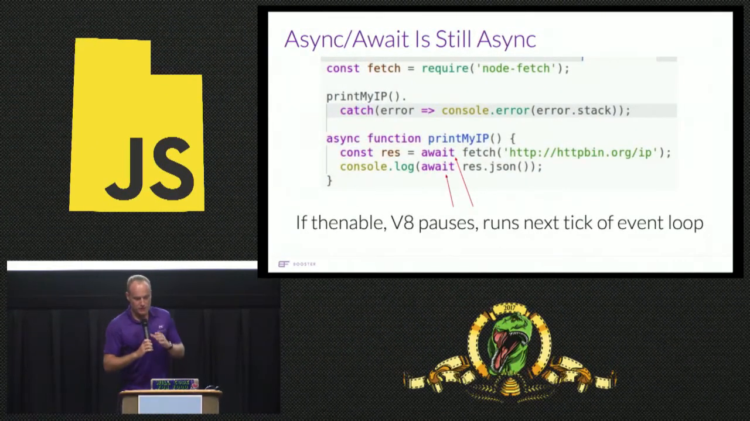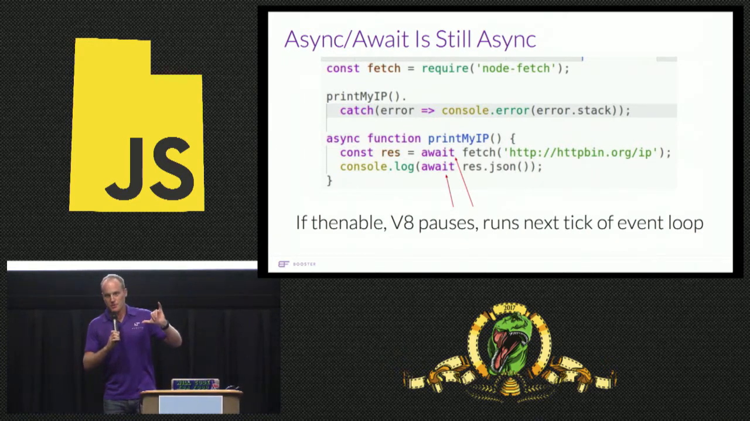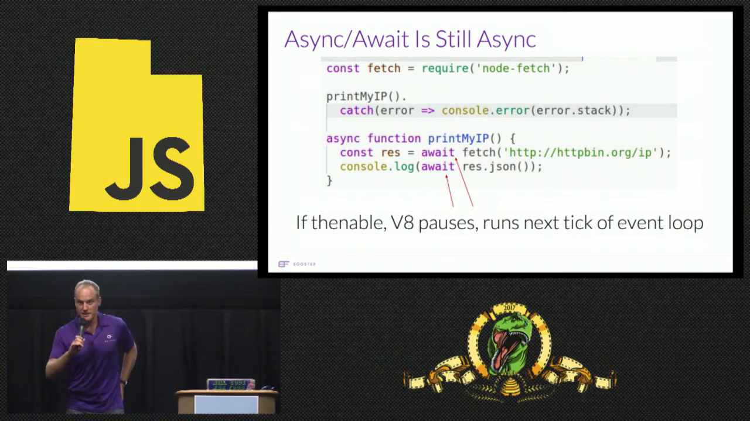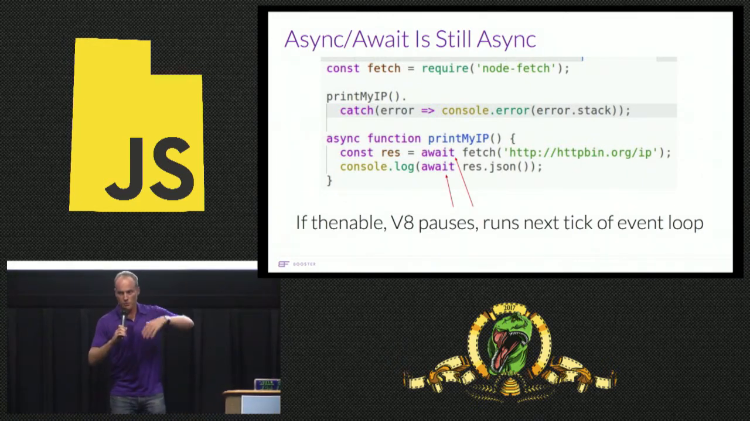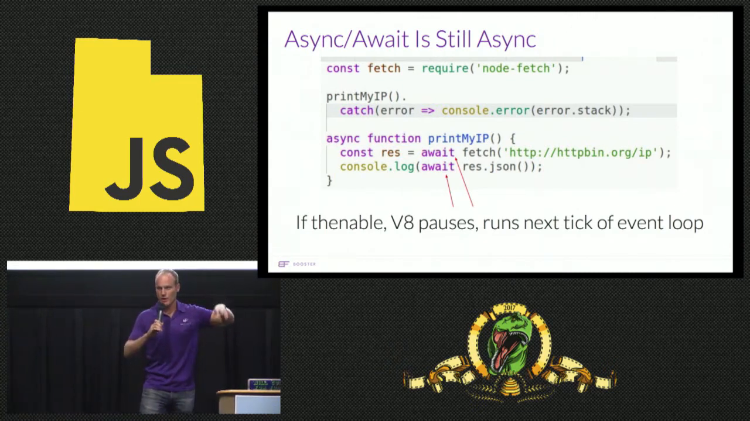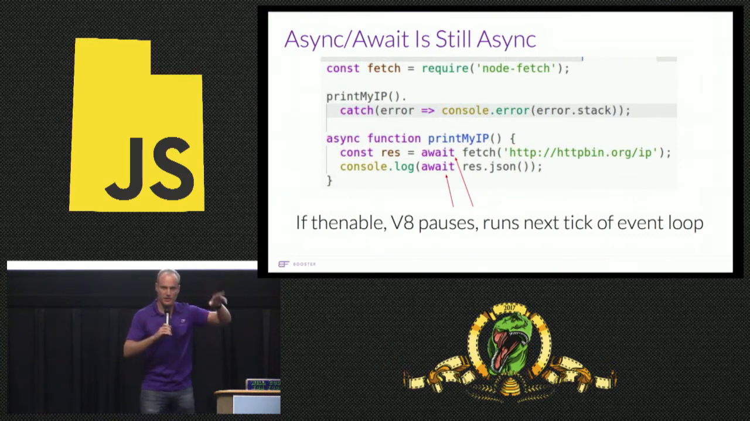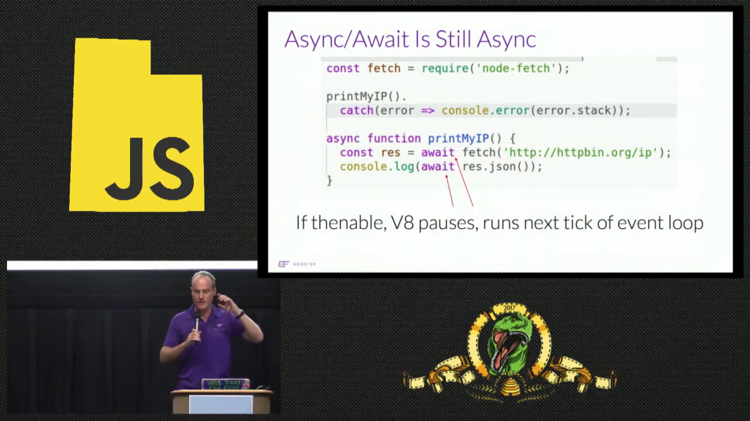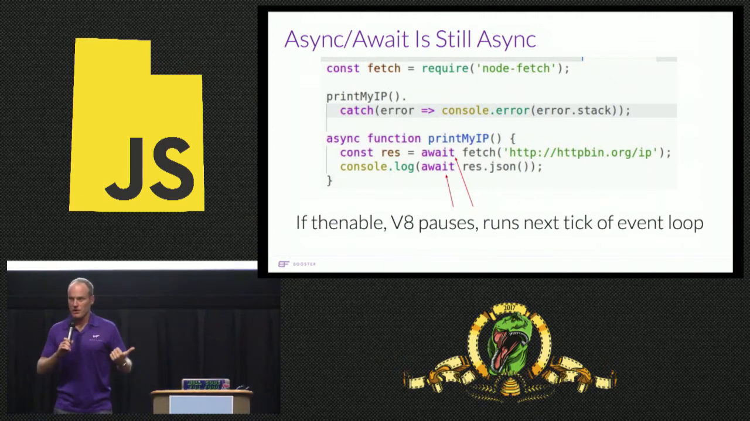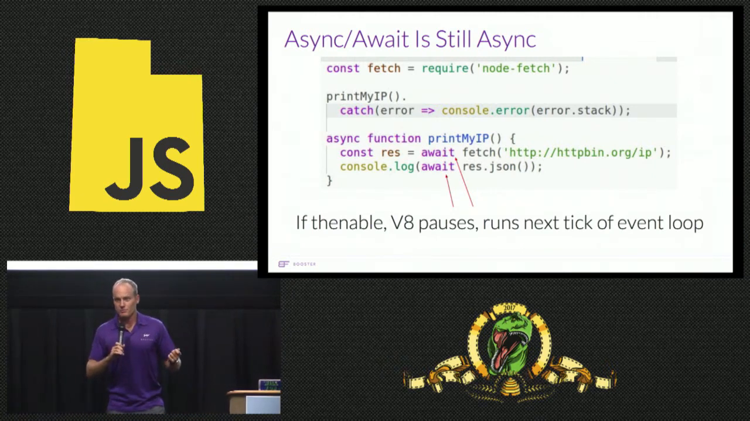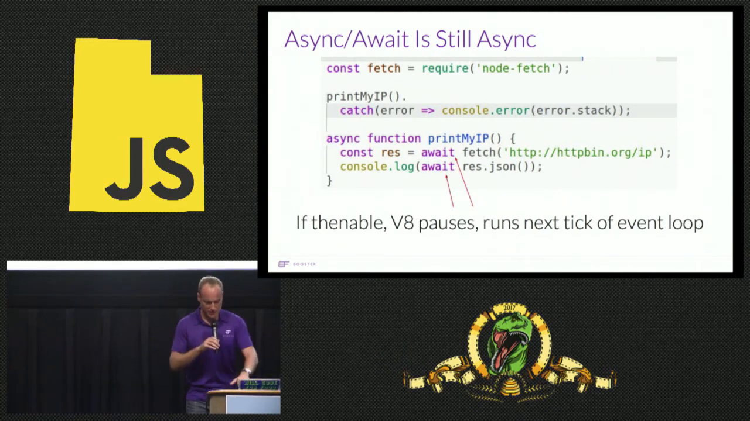So again, if you get a thenable in await, this pauses execution in the async function, but it does not block the event loop. So the event loop will keep on running, and it will pick up other events. It will start executing other async functions. It will do what it does in the background until the fetch and the res.json functions resolve, or until those promises settle. And then this function will resume its execution.